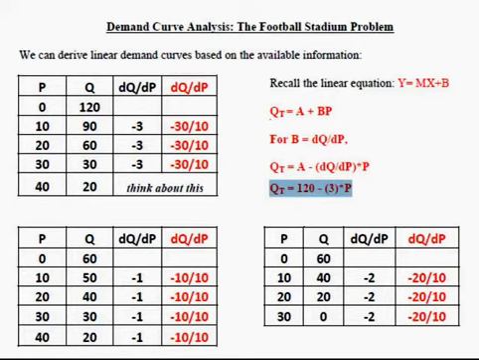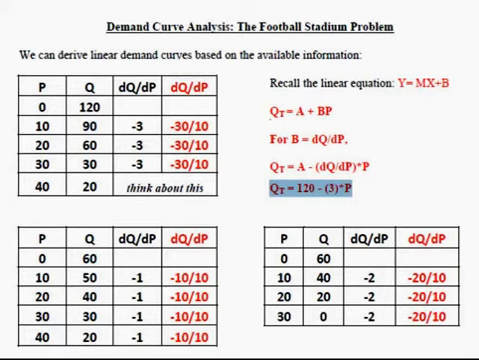We can check that by choosing another PQ pair. So let us choose P equals 10 and Q equals 90. And if you plug P equals 10 and Q equals 90 into our equation, we're trying to determine that the intercept is indeed 120. So you plug Q equals 90 on the left-hand side. 90 equals 120 minus 3 times 10. 90 equals 120 minus 30. And that verifies that indeed the intercept is going to be 120.